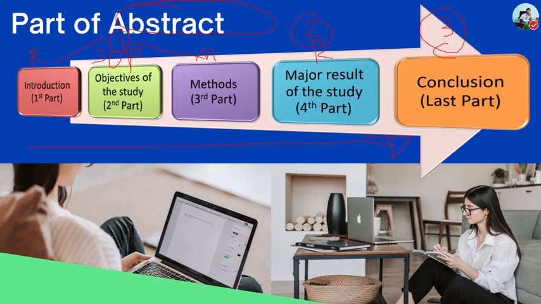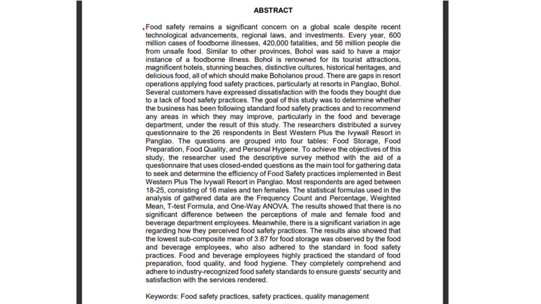So we will check one of the sample studies of a student. The first part is the introduction. So, food safety remains a significant concern on the global scale, et cetera. We will not read all of this one, so we'll just find the end part of the introduction in chapter 1. Okay, so this is the last sentence of the first part. This is the first part, from food safety until the lack of food safety practices. Okay, that is the first part.